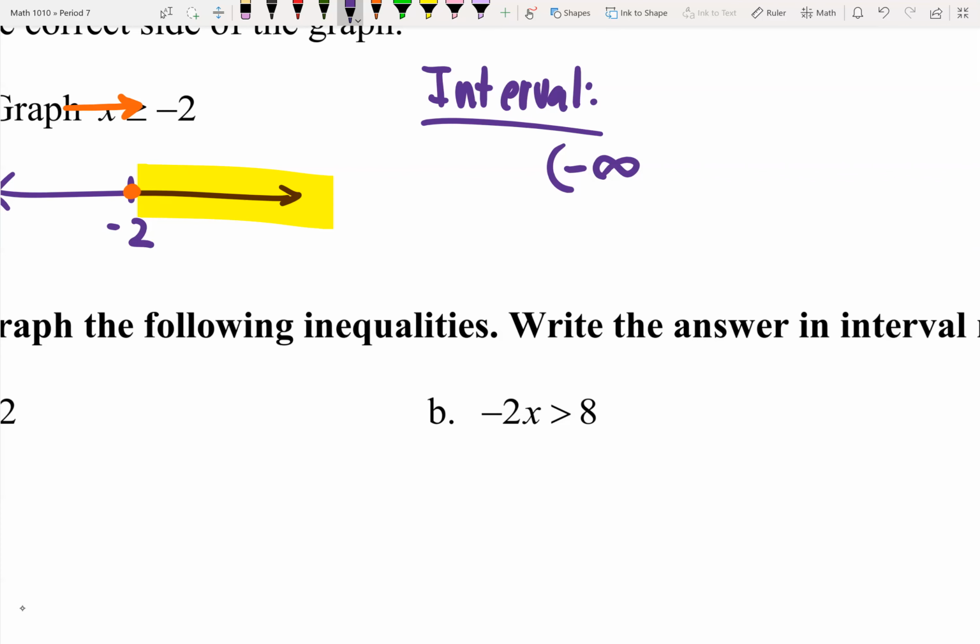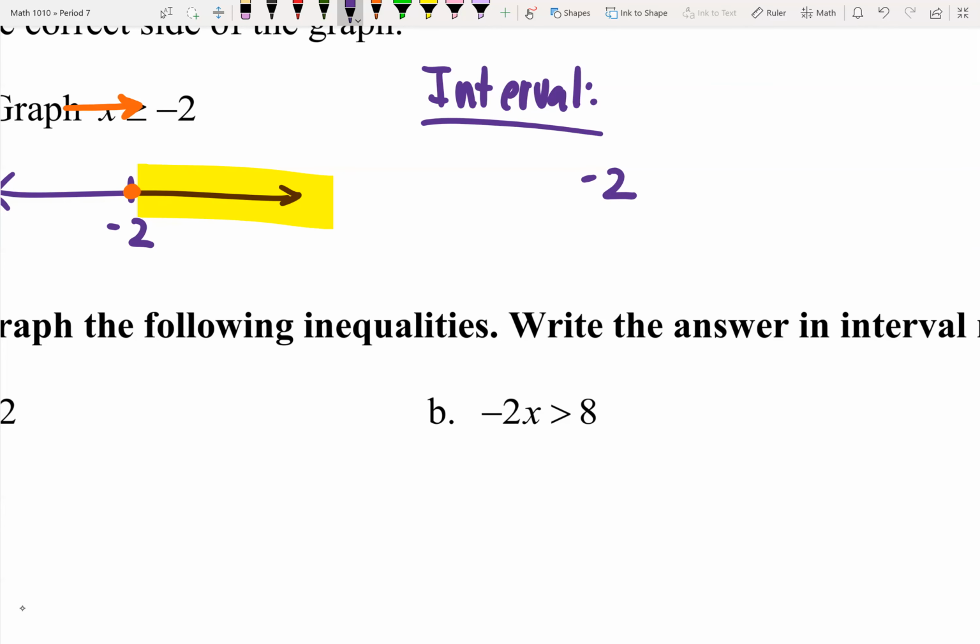Where are you supposed to start when you do the interval form? You start at the left and you travel to the right. So it goes from left to right. Okay? So the first thing I write is, what number do I put?